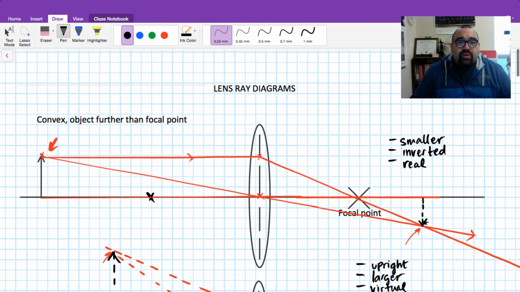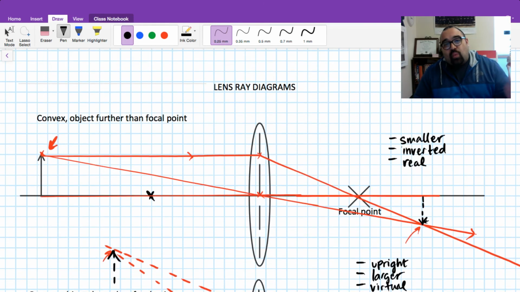Now, your book goes through just describing what the image looks like for each scenario, but like I say in class, knowing how these are constructed should help you understand a little bit more why we say something is virtual, or say something is real, or say something is inverted, or say something is right side up.